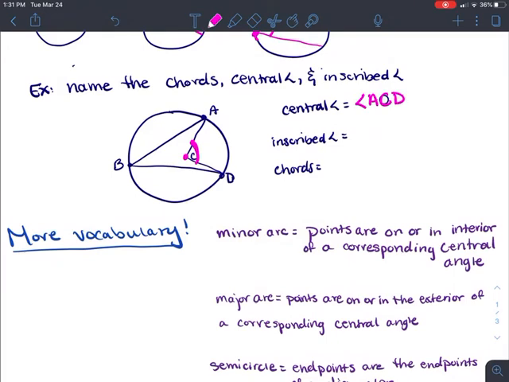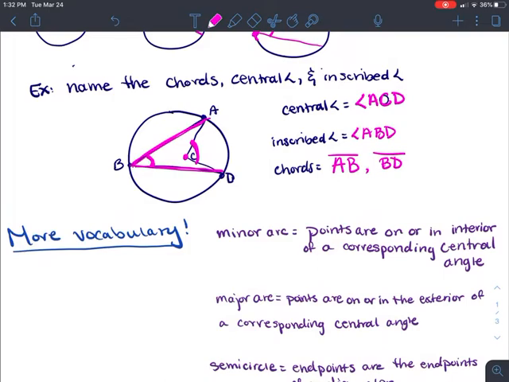So my inscribed angle. Here's my inscribed part of my circle right here, and I also have an angle right here. So we've got angle ABD. That is our inscribed angle. And then it's asking us to find the chords. I've got two chords here, a chord here and a chord here. So that's labeled AB and, sorry, not AD, it's BD.